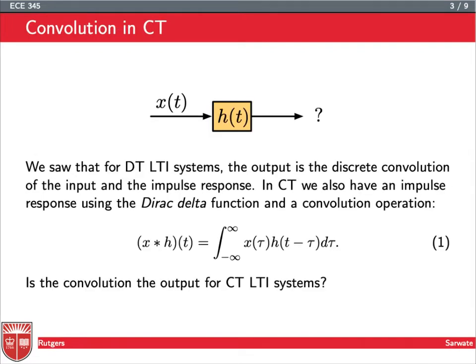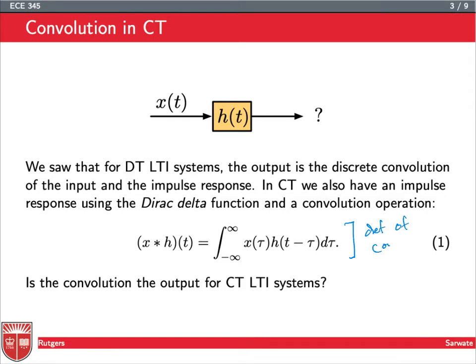So for discrete time LTI systems, we saw that the output was the discrete convolution of the input and something we called the impulse response. The impulse response was the output of the system to the input delta of n, the Kronecker delta function. Here we're going to look at the impulse response as the output of the CT LTI system when the input is the Dirac delta function. So we can define this as the convolution, so this is the definition of convolution.